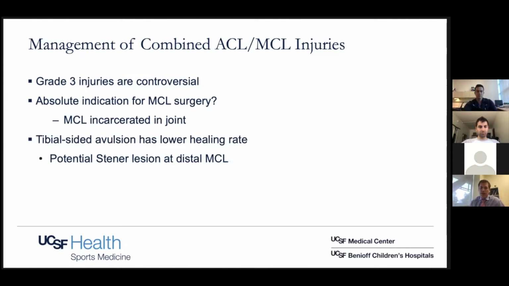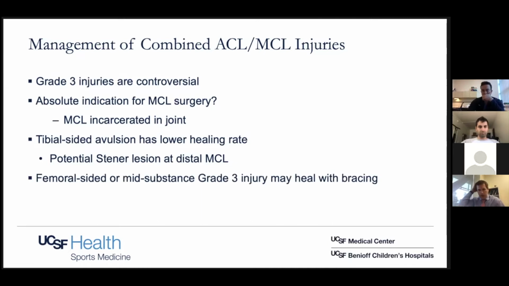And then like Erica said, you can get a possible Stener lesion at the distal MCL, and tibial sided avulsions in general have a lower healing rate. So that can be a good indication for being more aggressive and fixing the MCL. And then a femoral sided or midsubstance grade 3 injury may heal with bracing. There is better healing potential. So you can brace them, see how the knee feels over time, and then address it if needed at the time of ACL reconstruction.